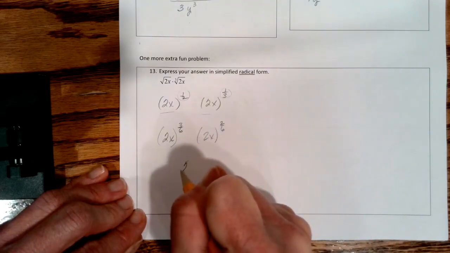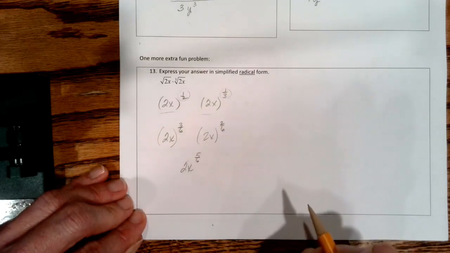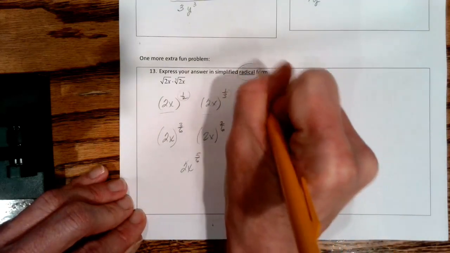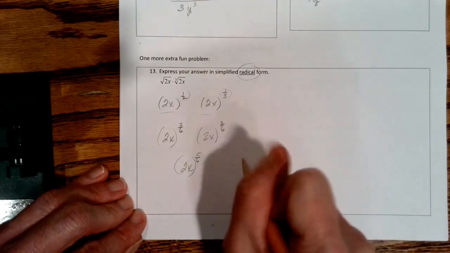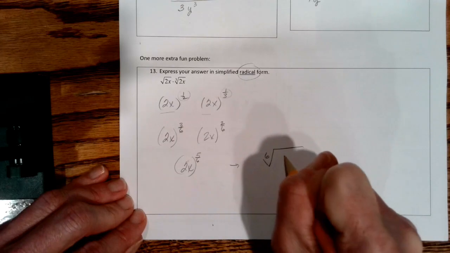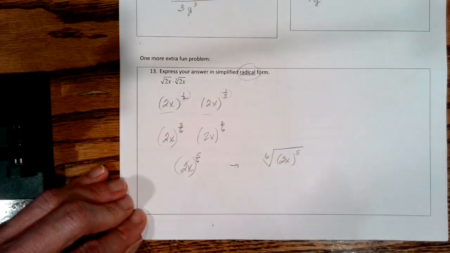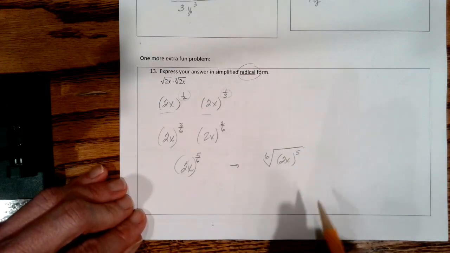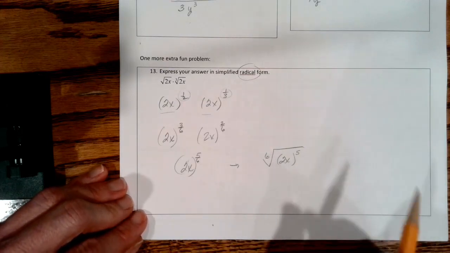So that's going to be 2x to the 5/6 power. Remember, they asked for it as a radical, right? So we're going to say, if I had an index of 6, 2x to the 5th. That's a great extension problem. We can talk about that if you want to come ask questions.